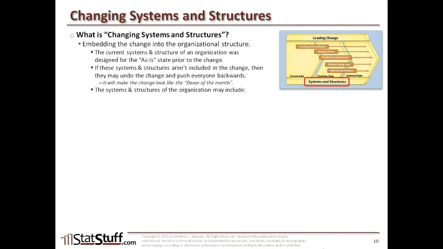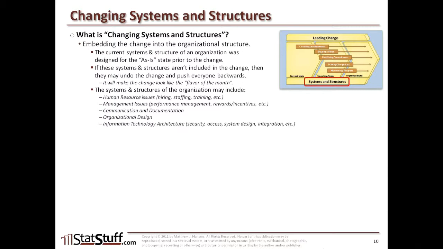So the systems and structures of the organization may include several things, such as changes to human resource issues like hiring or staffing or any training that's done. It could affect management issues like performance management or rewards or incentives for employees. It could also affect communication and documentation or even your organizational design, or information technology architecture, such as security or access or system design or integrations and that sort of thing.